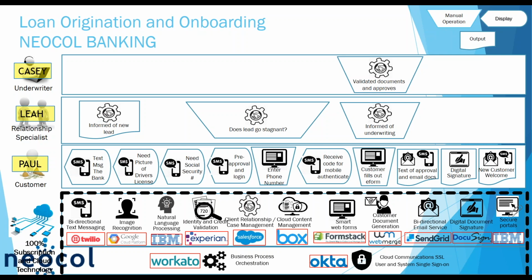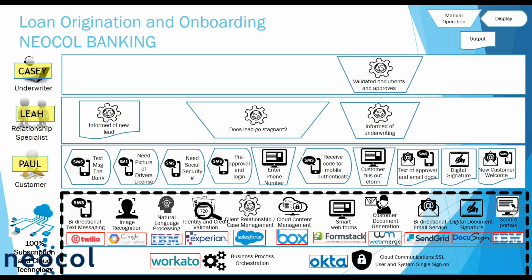So there was a fair amount of technology used in making this happen. I'll go from left to right just so everyone understands. Twilio was the engine for text messaging, both the text messages and the secure delivery of photographs of things like driver's license. We use Google Cloud Platform to do recognition of the driver's license and to OCR that. We used IBM to take the output of Google and do some recognition and natural language processing against the driver's license.